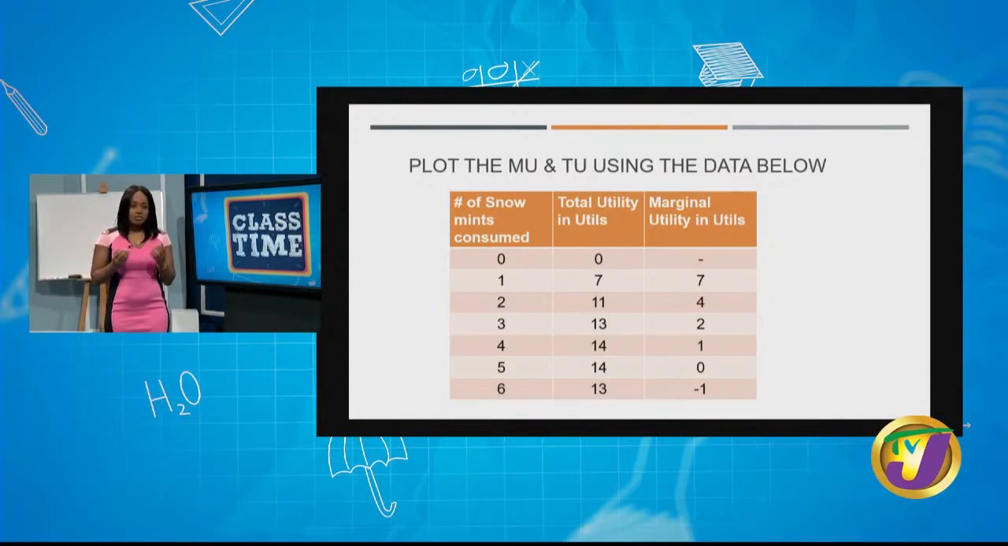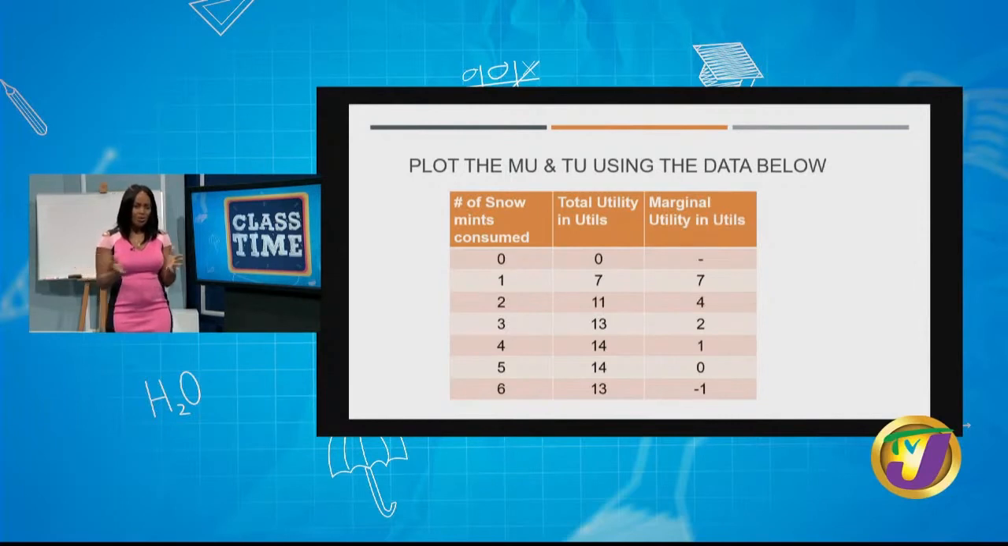Now, the marginal utility decreases because of the law of diminishing marginal utility. As you consume more snow mints, you get less satisfaction from each successive unit. However, we notice that the total utility increases up to a point. The total utility will decrease when the marginal utility becomes negative.